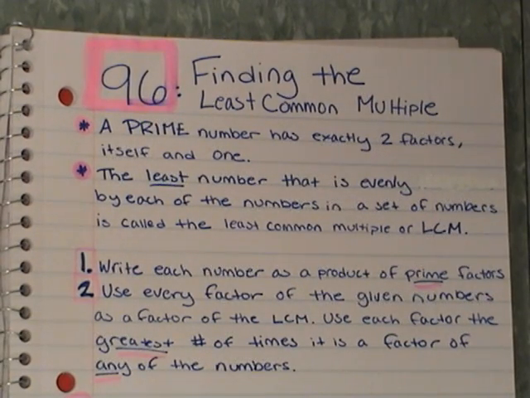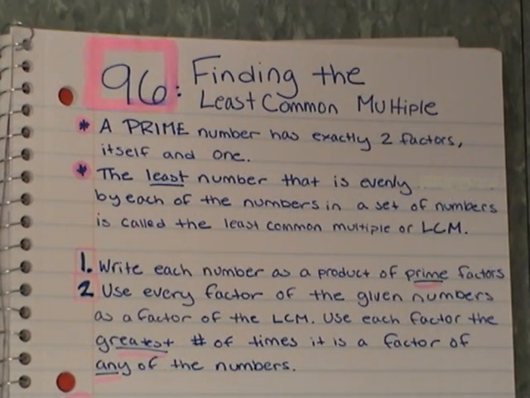Alright, so tonight's lesson is lesson 96, and we are finding the least common multiple. The time before we found the greatest common factor, but now we're going to find the least common multiple, okay? So, go ahead and write down just some of our easy vocab.